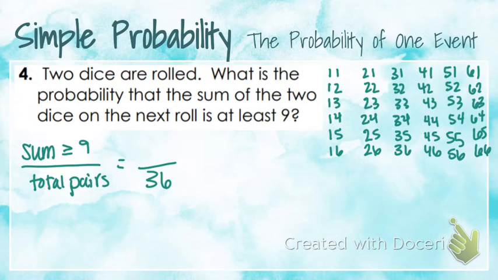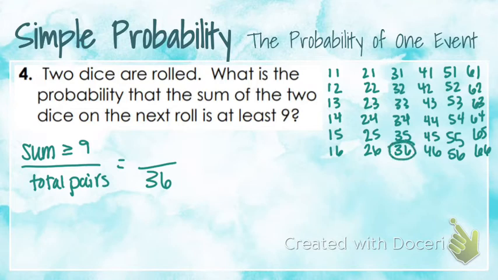Okay, we want to know which ones add up to at least 9. So if we roll a 1 in the first one, we would have to roll an 8 the second time to get a 9. And that's not an option. If we roll a 2, we would have to roll a 7. There are no 7s. If we roll a 3, we'd have to roll at least a 6.